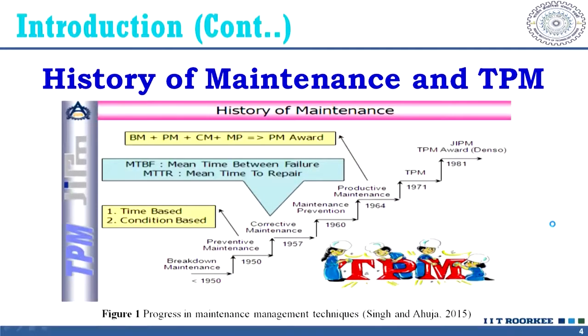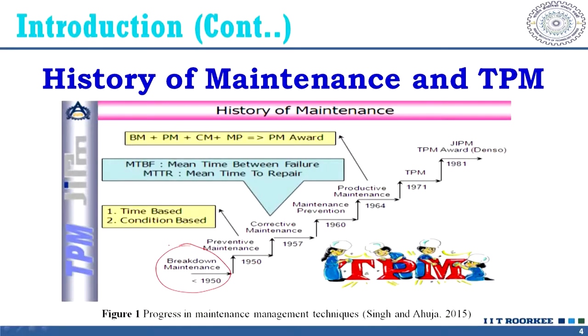So, this is the history of maintenance and TPM. It started in 1950, which was breakdown maintenance. Breakdown maintenance is nothing, it is just whenever the damage is done, after that damage you go for the repair, that is called breakdown maintenance. After that comes preventive maintenance, which was a precaution of the maintenance. Then corrective maintenance, which comes when you usually go for the problem of A, identification of the problem of A, and you find the problem of B.